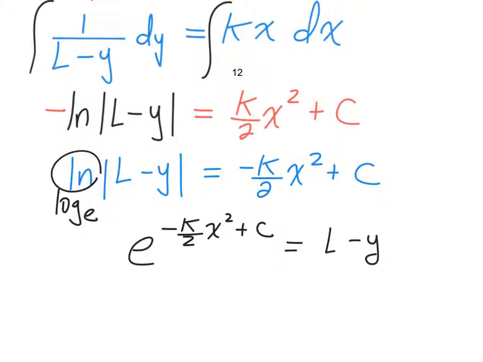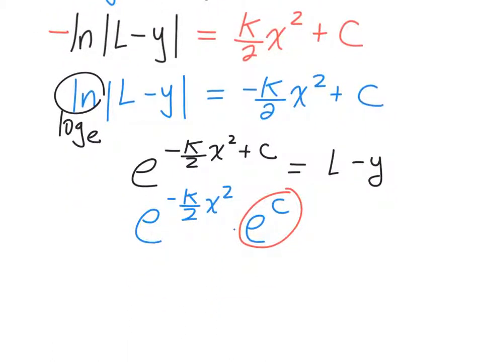We can swap some things around, but the most important step here is breaking this up, because this is the same as saying e to the negative k over 2 x squared times e to the c. And e to the c is what? It's just c. So c times e to the negative k over 2 x squared is equal to L minus y.